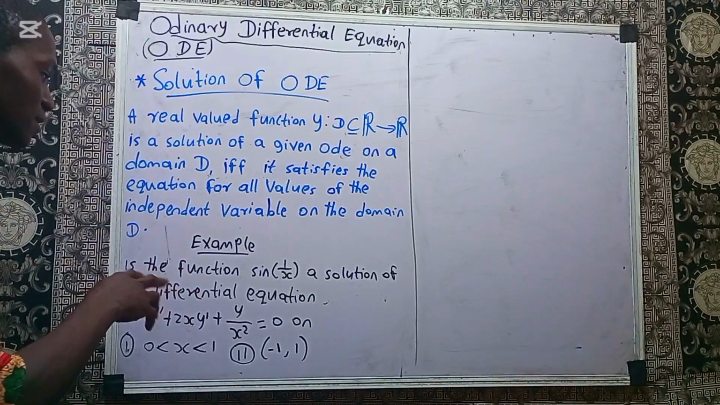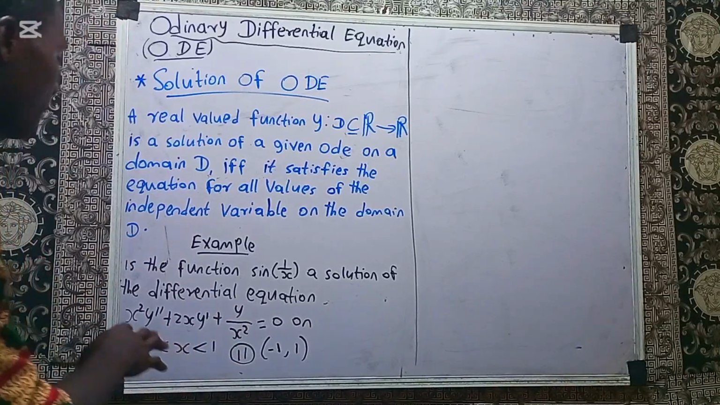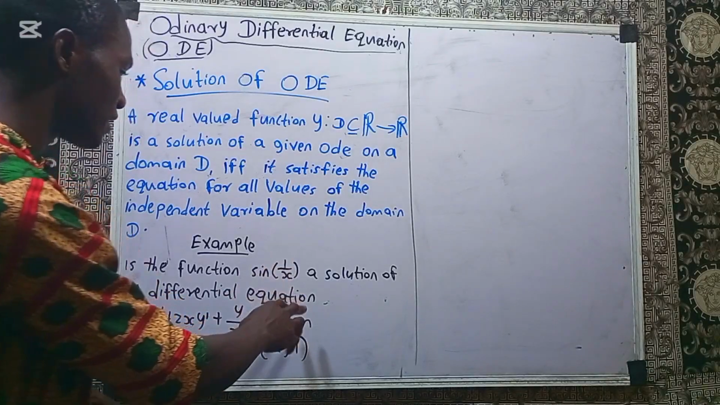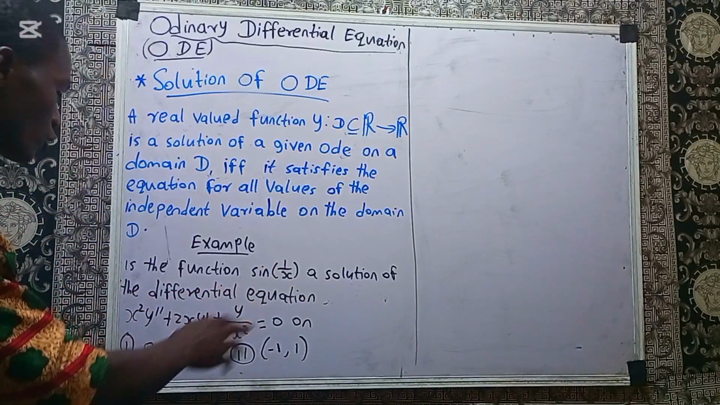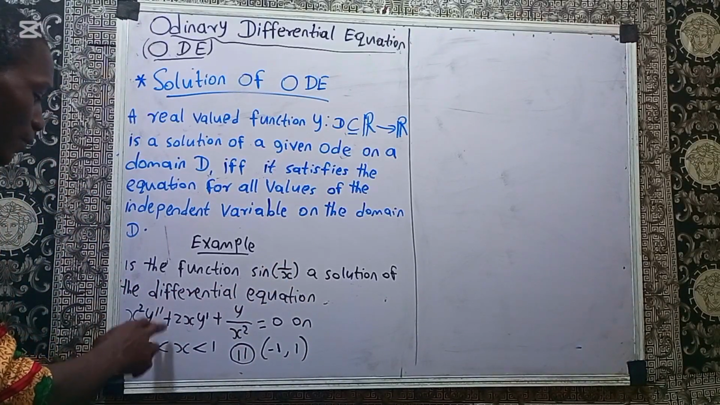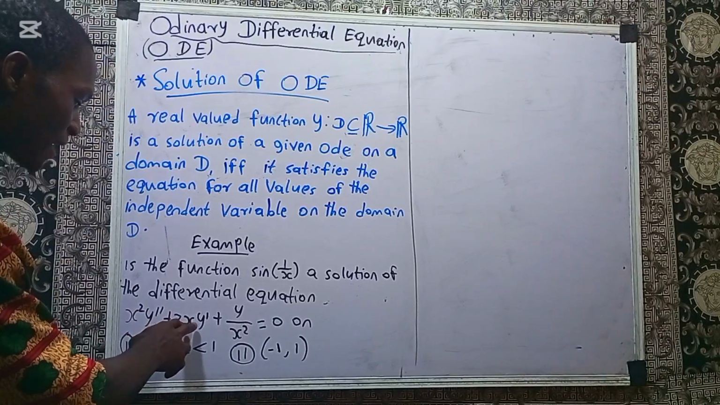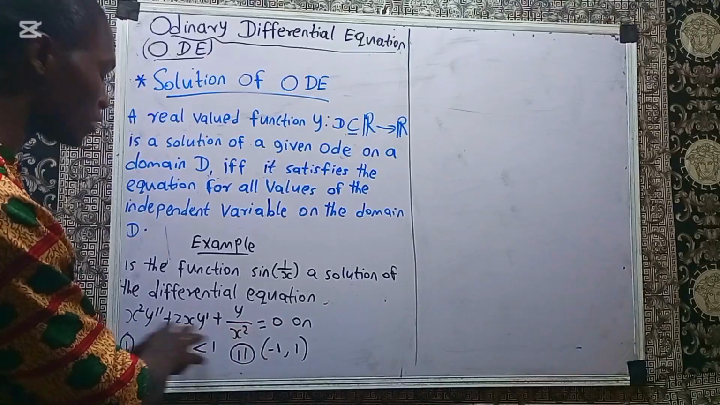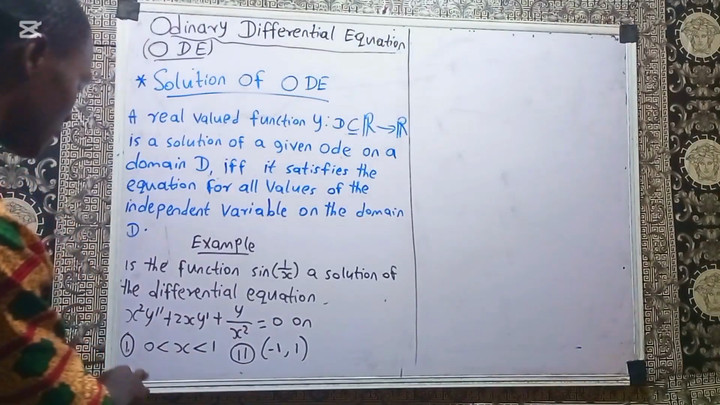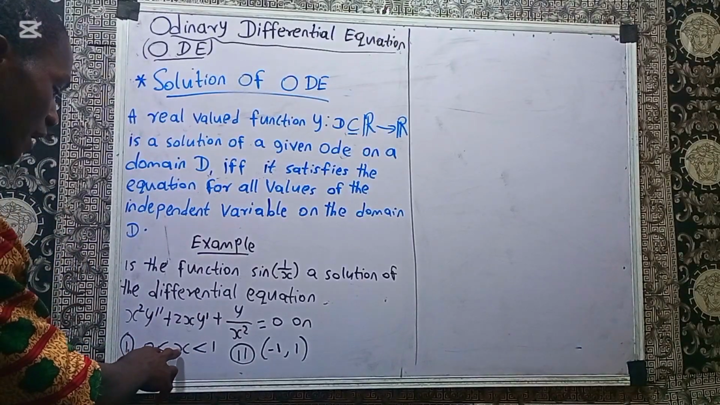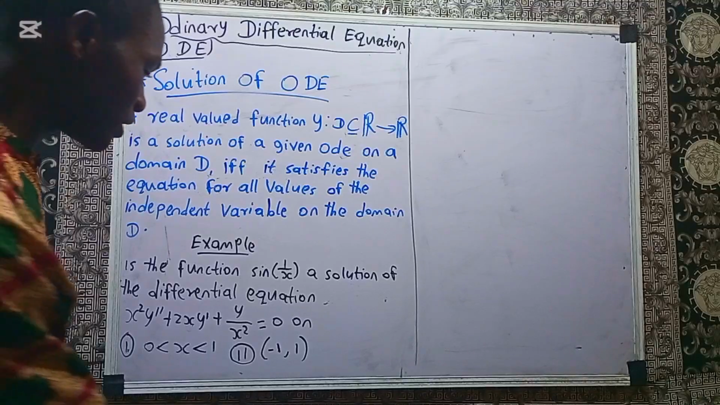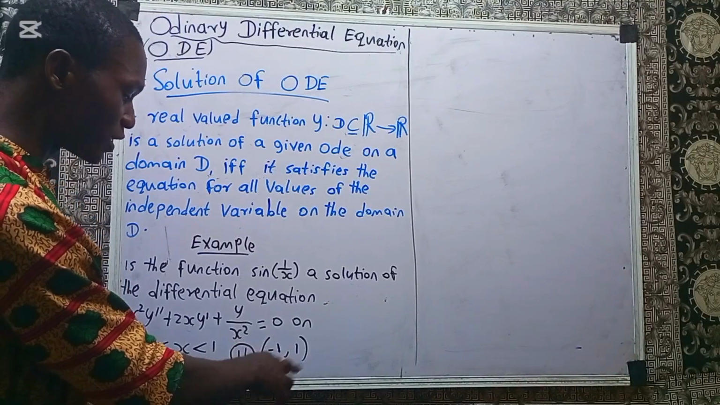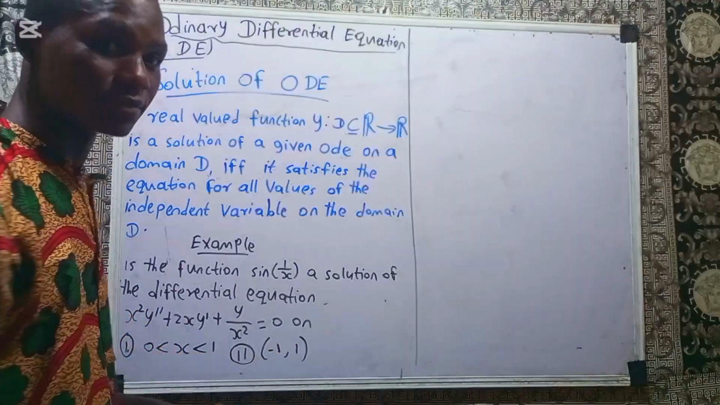So let's look at this example. They say, is the function sine 1 over x a solution of the differential equation x squared y prime prime plus 2xy prime plus y over x squared equal to 0 on the domain? The first domain is 0 less than x less than 1. The second domain is the open interval -1, 1.